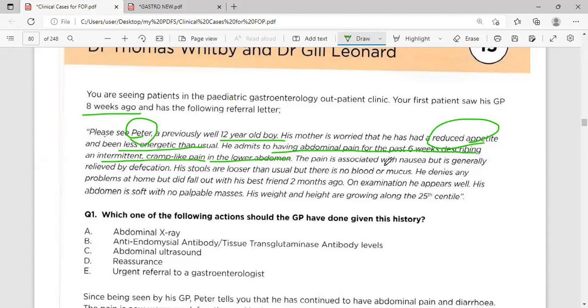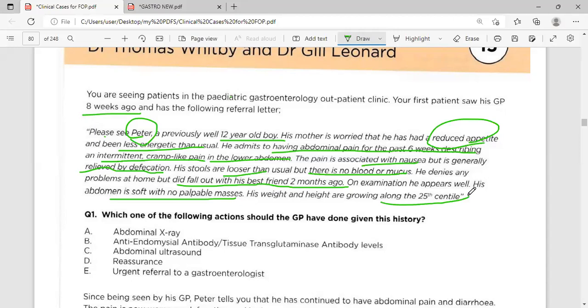The pain is associated with nausea, but is generally relieved by defecation. His stools are looser than usual, but there is no blood or mucus. He denies any problems at home but did fall out with his best friend 2 months ago. On examination, he appears well. Abdomen is soft, no palpable mass, weight and height are growing along the 25th centile.